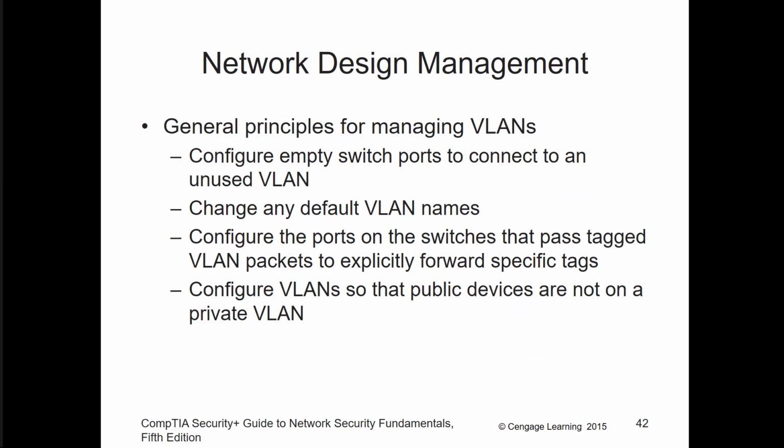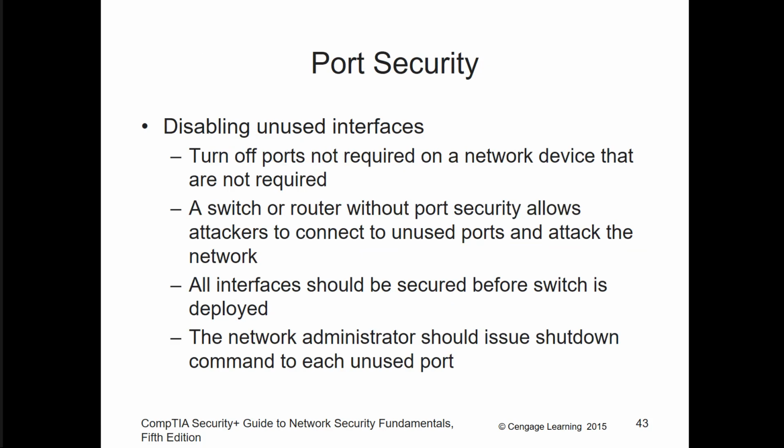General principles for VLANs: configure empty switch ports to be in an unused VLAN. Change the default VLAN and its name. Configure the ports on the switches to pass tagged VLAN packets. Explicitly forward specific tags. Yes, you can have a trunk port forward all packets, but you may not want that. You may only want to have it set to forward specific VLANs. And again, I've already done videos on this for CCNP switching and for CCNA switching as well.